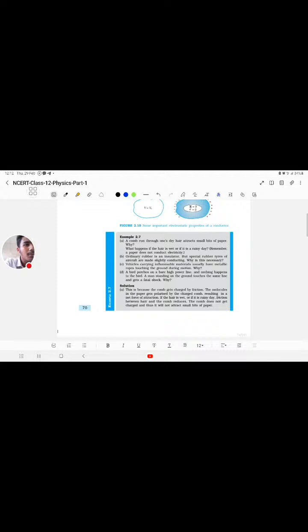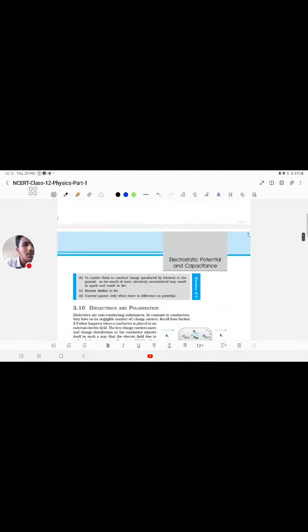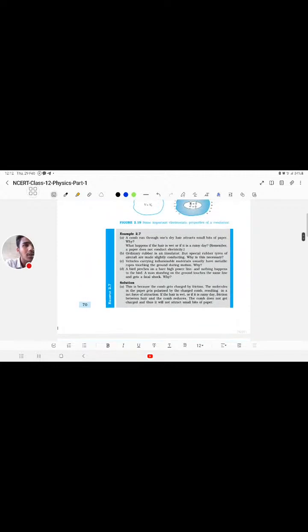Okay, so ordinary rubber is an insulator, but special rubber tires of aircraft are made using slightly conducting rubber. Why is this? To enable them to conduct charge produced due to friction to the ground, as too much electrostatic electricity accumulated may result in a spark and resulting fire.